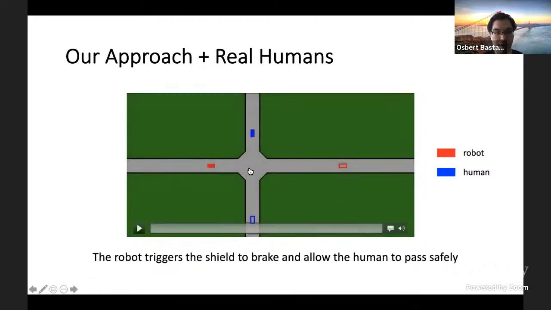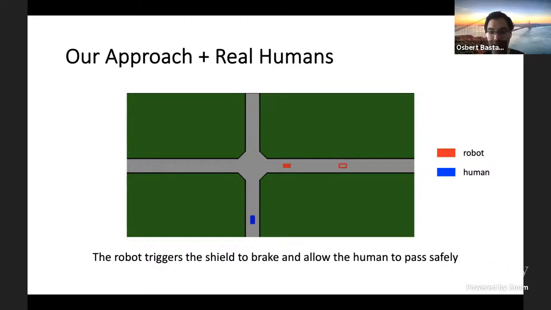Our next example is, again, the opposite, where the shield is triggered to let the human cross safely. In this case, the human started closer to the intersection, so they passed first, and then the robot braked slightly to allow the human to pass.